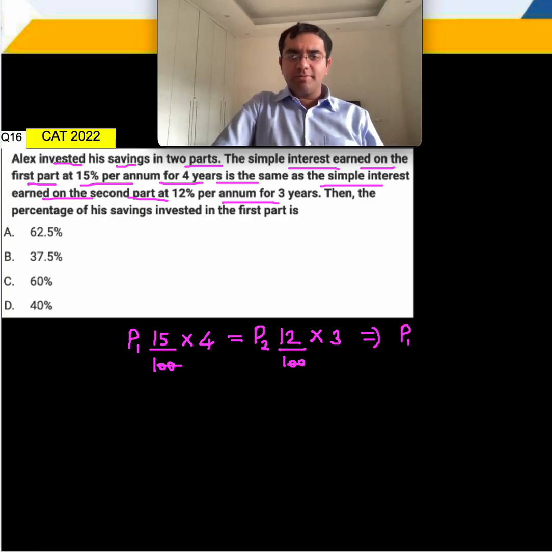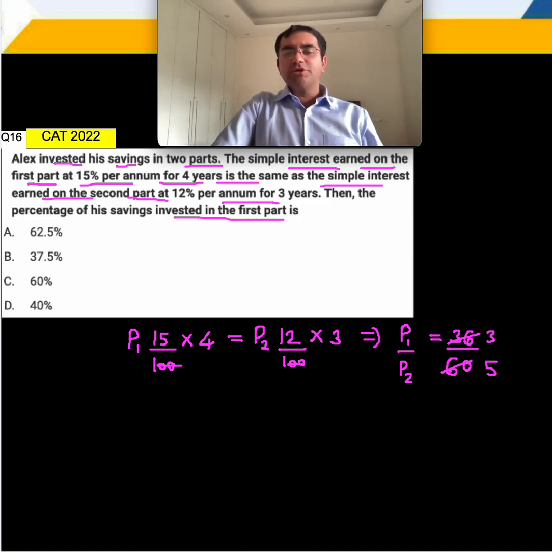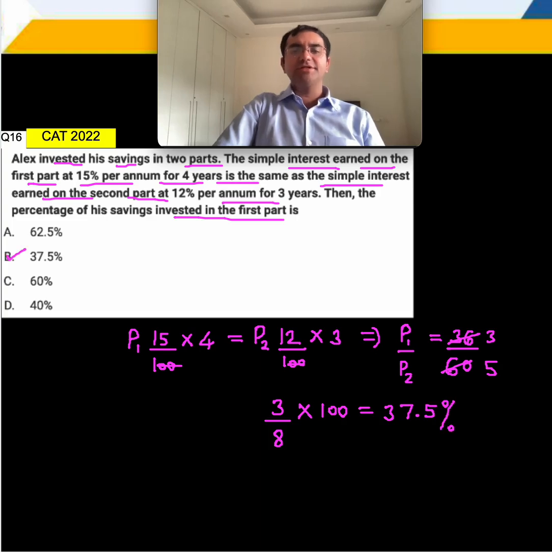So P1 upon P2 turns out to be 36 upon 60, और ये आपका चला गया 12 से 3 upon 5 times. So 3 parts in the first part, total out of 8 parts, right? 3 upon 5 plus 3, 8 parts. Into 100 करेंगे तो percentage आ जाएगा. That's 37.5%. The answer is B part for question number 16.